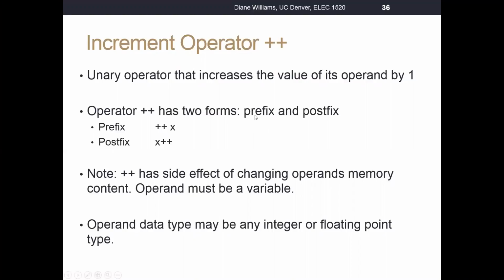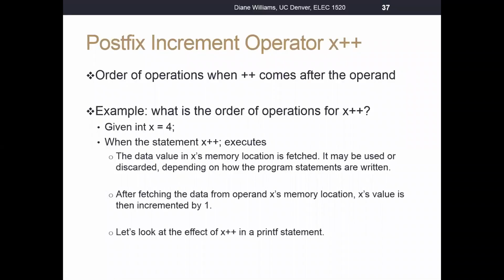It has two forms, prefix and postfix. So you can either write ++x or x++, but they have different side effects of when they change x's memory. Now the operand data type may be integer or floating point, and all it does is add one to the value stored in that variable. So it does affect that variable's memory.